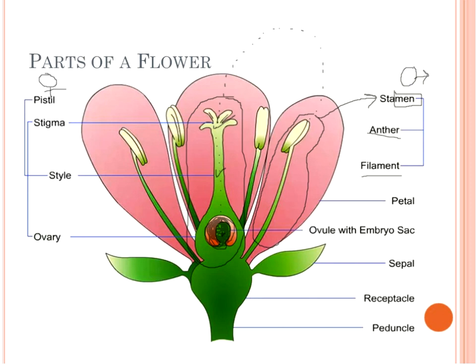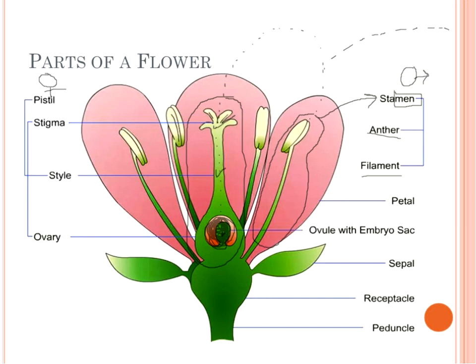So if the pollen and the ovary are on the same flower, that's asexual reproduction. That's just one flower making another copy of itself. But if the pollen goes somewhere else and reproduces with another flower, that's sexual reproduction, because that's two different flowers creating another one.